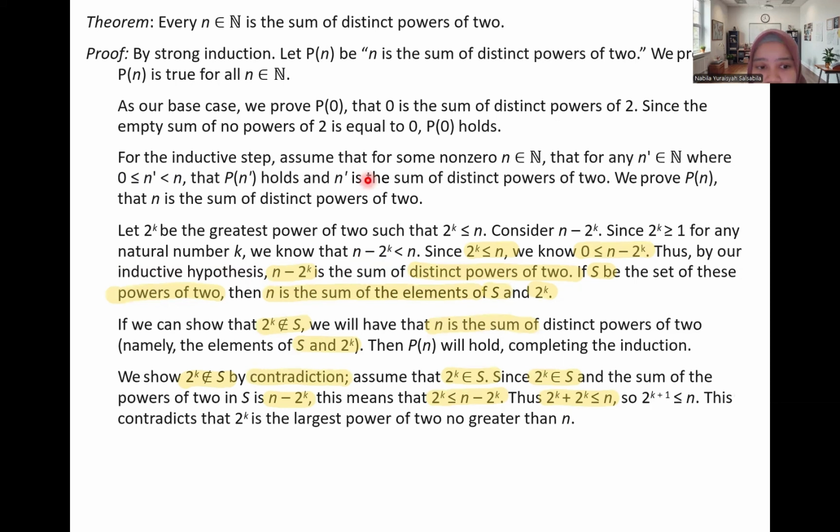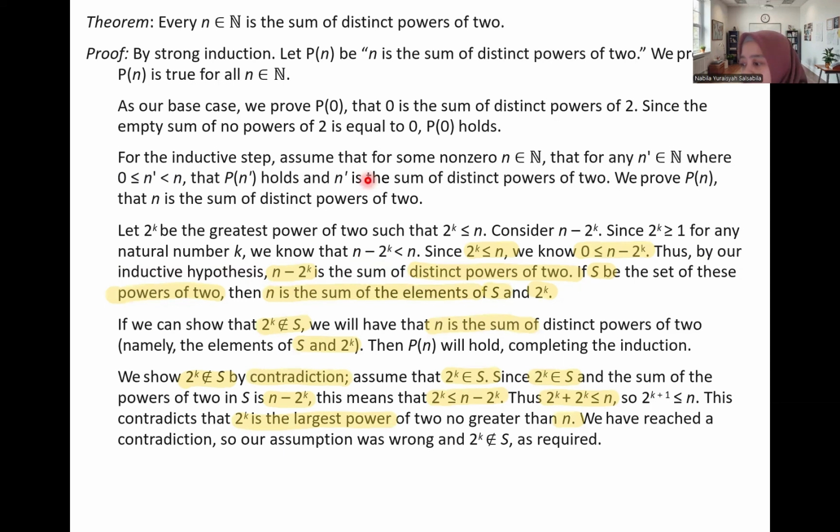This contradicts that 2^k is the largest power of 2 no greater than n. So we have reached a contradiction. So our assumption is wrong and 2^k is not an element of S, as required. Okay. This is very, very confusing, right? So please try to learn this by yourself.